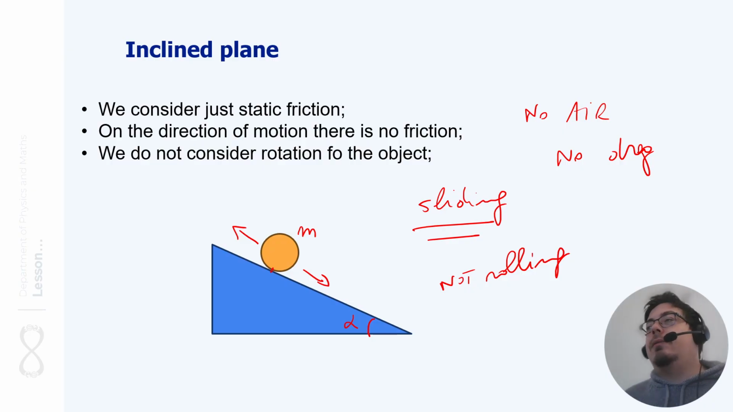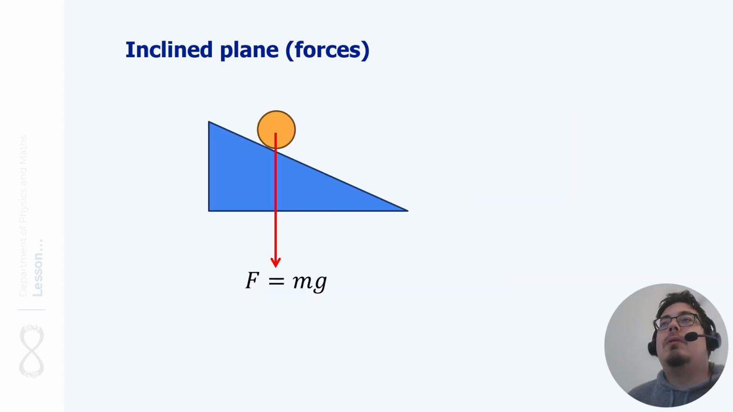This assumption can be alleviated in future videos. We can introduce rotation and frictions, but the math gets more complicated, and then maybe we have to solve numerically rather than analytically. So let's keep it simple and see where we can get to. We said that we remove air and only have static friction, so we have only one force.